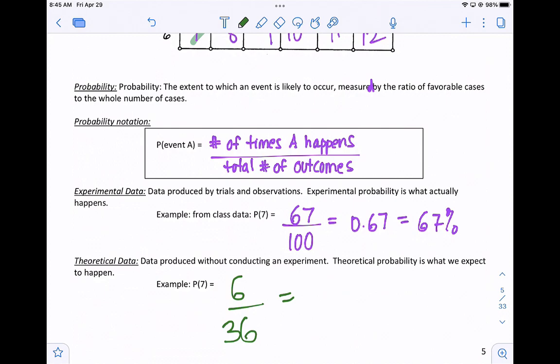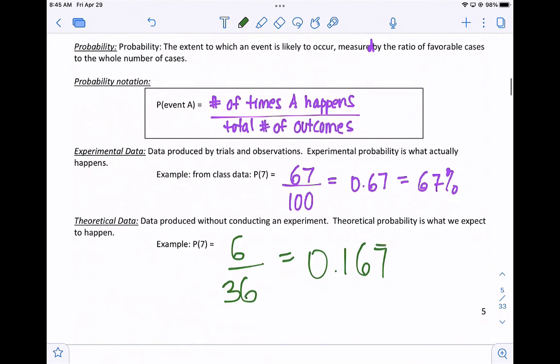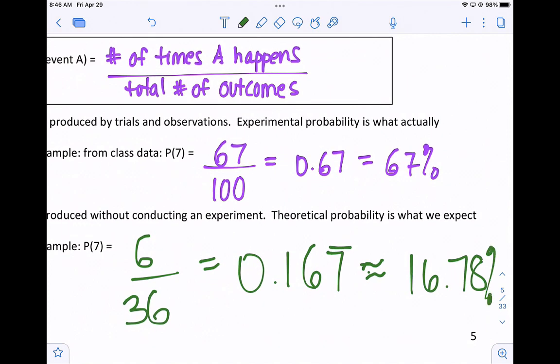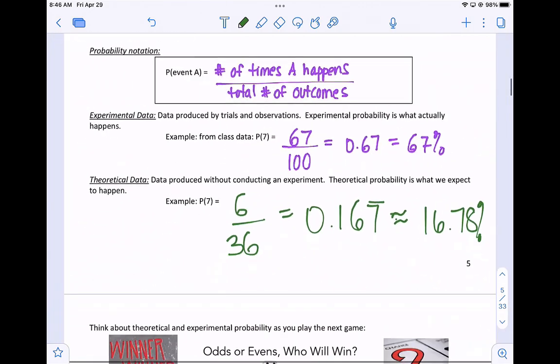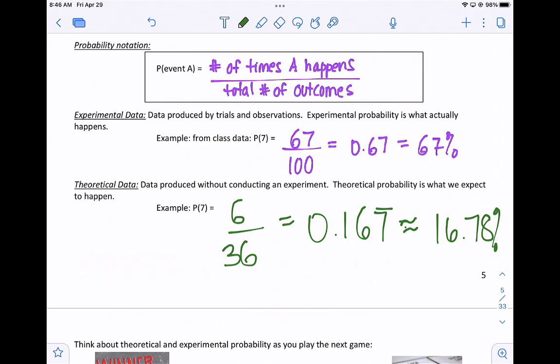So then we can do 6 divided by 36, and that is 0.167 repeating as a decimal, so it's about, I should put wavy lines here, 16.7% chance of actually rolling a 7. So I guess the 67 I put here was too high. All right, so theoretical data is what should happen, and experimental data is what actually does happen when we do the experiment.